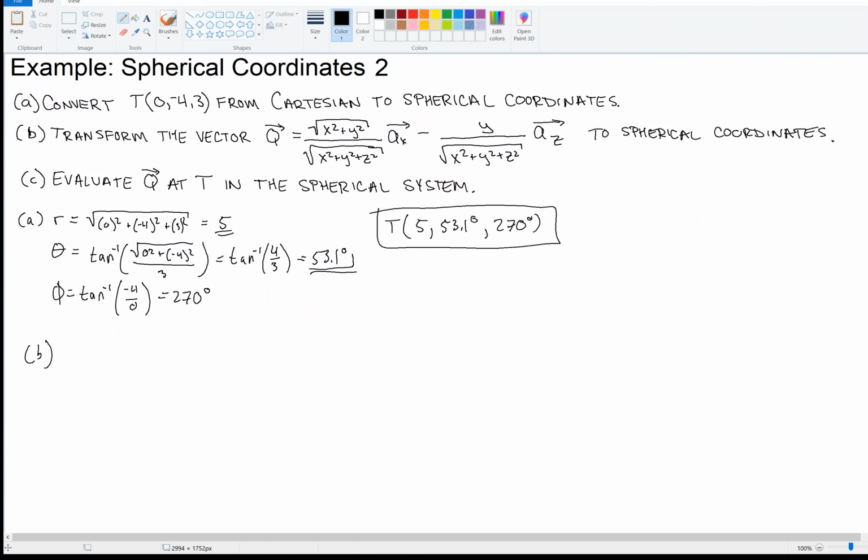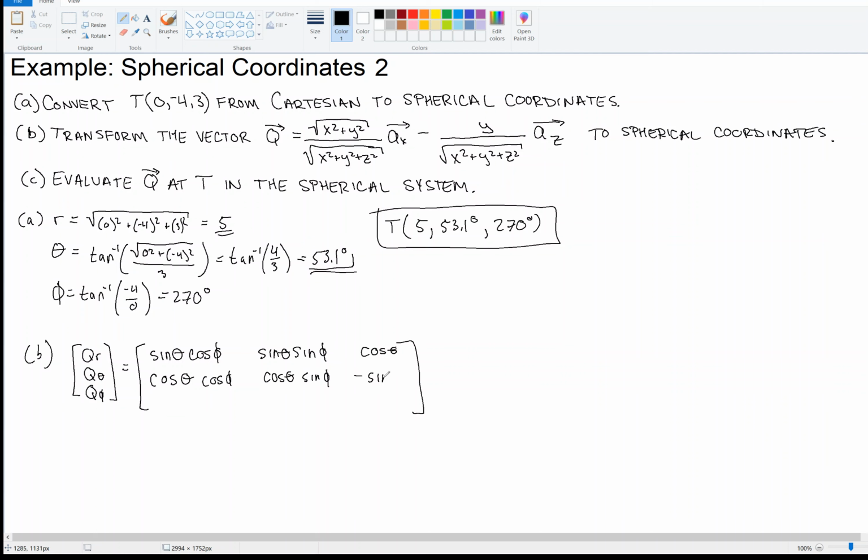So B, we're going to transform that vector field to spherical coordinates, and so I'm going to lean on the transformation matrix. So that's Q_r, Q_theta, Q_phi is equal to, and this is something that you would want easy access to in your notes, or bookmark it in your textbook. You don't have to memorize it. First row: sine theta cosine phi, sine theta sine phi, cosine theta. Second row: cosine theta cosine phi, cosine theta sine phi, and negative sine theta. Then negative sine phi, cosine phi, 0. And then what are we going to transform?